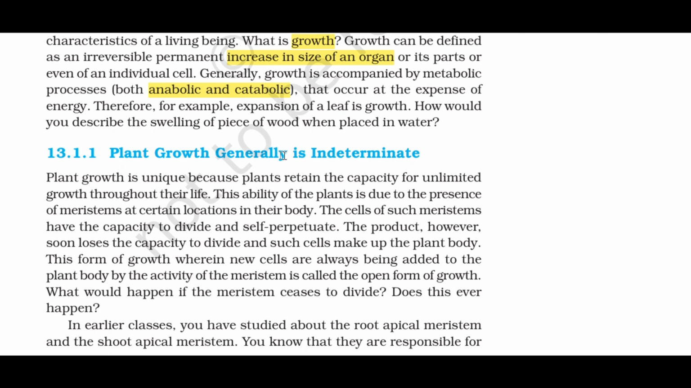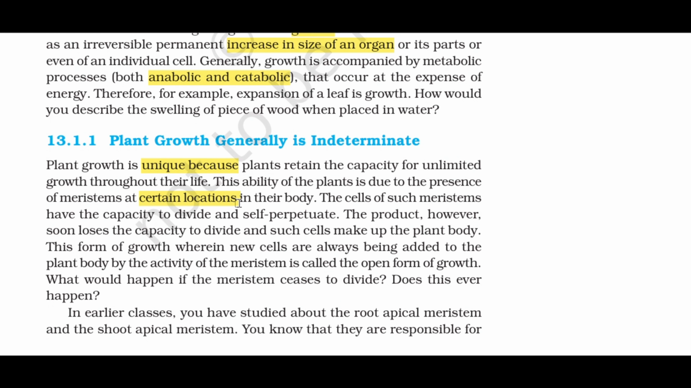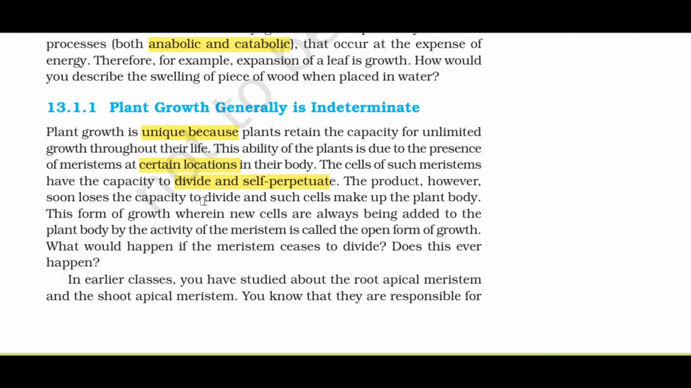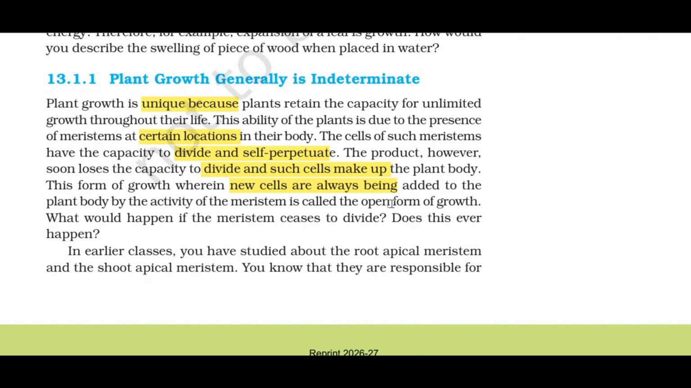Plant growth generally is indeterminate. Plant growth is unique because plants retain the capacity for unlimited growth throughout their life. This ability of the plants is due to the presence of meristems at certain locations in their body. The cells of such meristems have the capacity to divide and self-perpetuate. The product, however, soon loses the capacity to divide, and such cells make up the plant body. This form of growth, wherein new cells are always being added to the plant body by the activity of the meristem, is called the open form of growth.